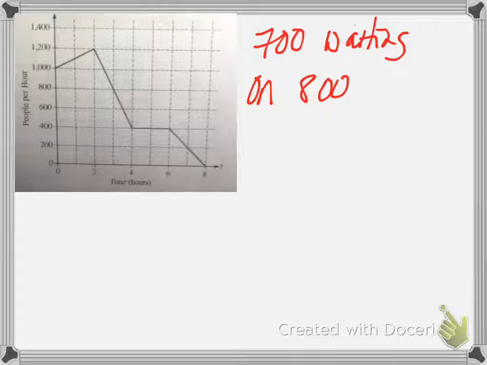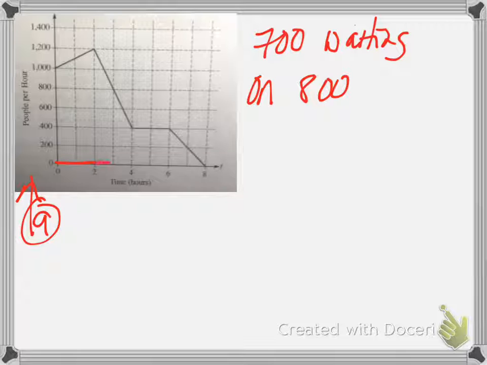And then they give you a graph, and this graph is showing you the rate at which people are arriving at the ride. Obviously, if people are arriving at a rate higher than 800 per hour, you're going to have a line, because 800 people can go on the ride per hour. Okay, so part A is asking, how many people are arriving between 0 and 3?